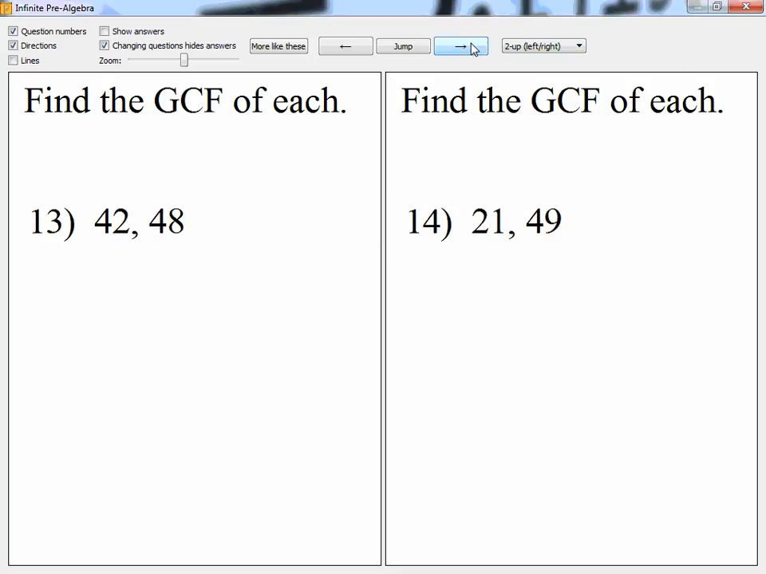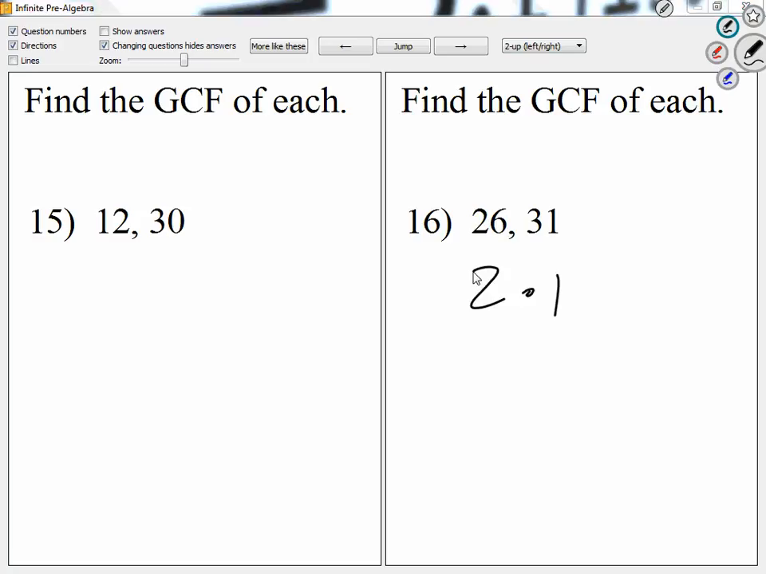Let me take a look at a hard question. Let's take a look at number 16. It doesn't seem that hard, but it's a little tricky on it. So question number 16, my prime factorization of 26 is 2 times 13. 31, it's a prime number. So 31. Alright, I cannot break it up. Then I notice that they share nothing. Right? They don't have anything.